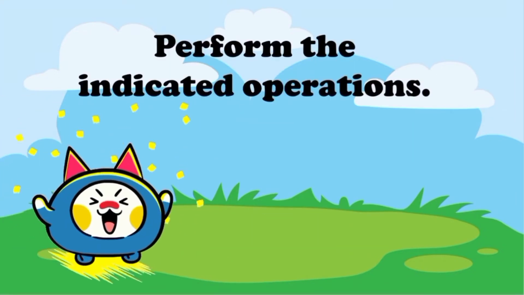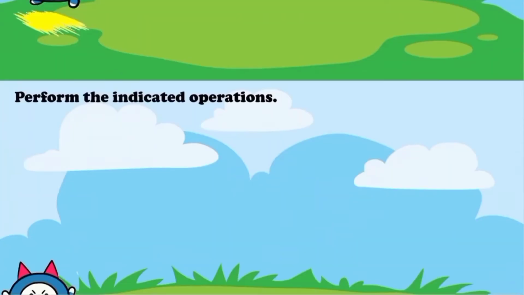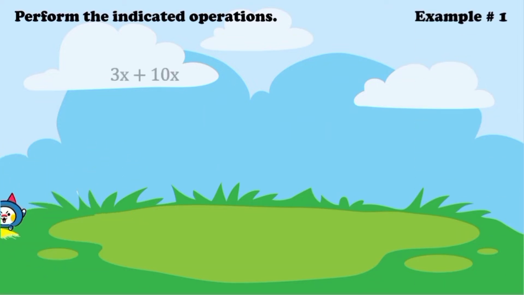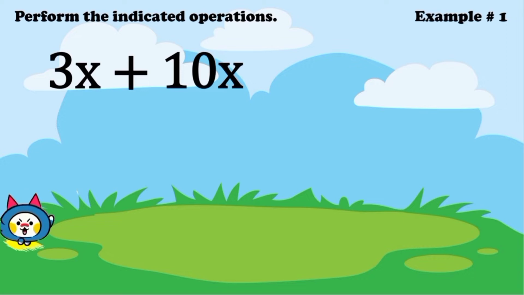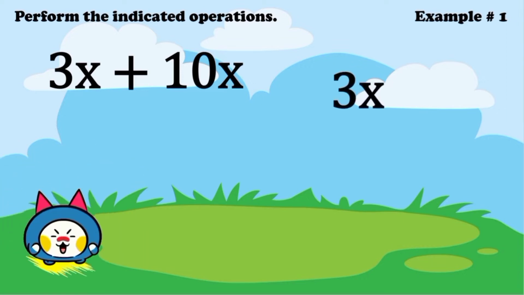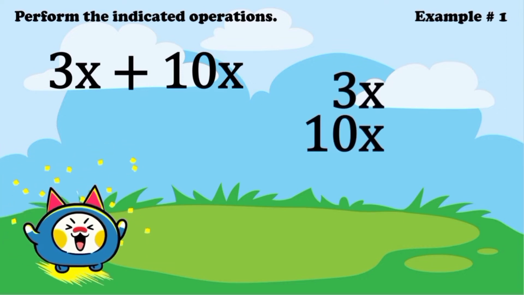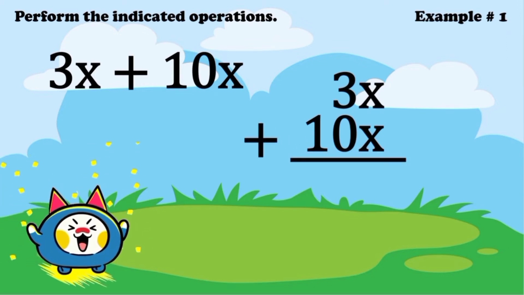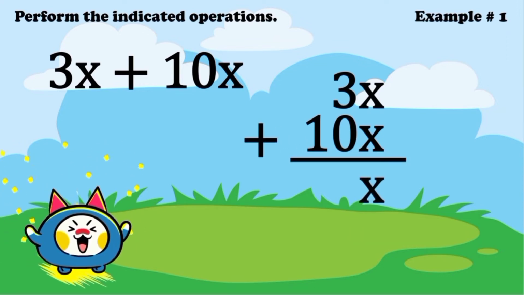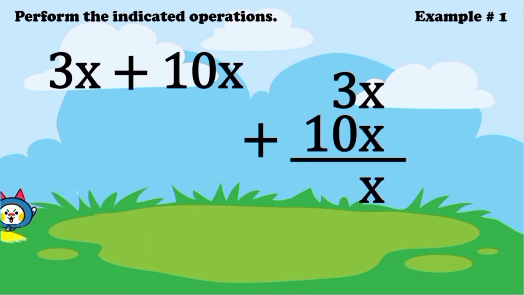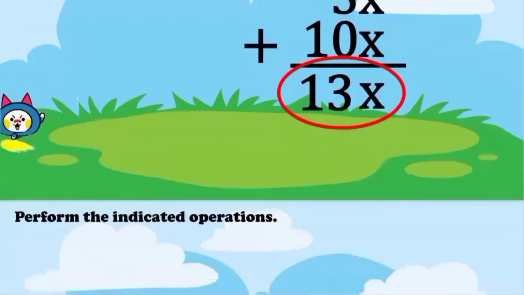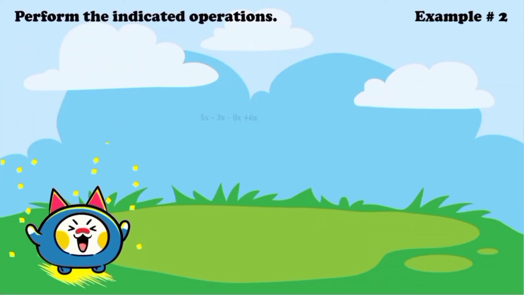Perform the indicated operations. Let's have example number 1. We have 3x plus 10x. Because they are similar terms, we can arrange it in vertical format. Now we can add the terms. Make sure to only add similar terms. First, bring down x. 3 plus 10 is 13. 13x is our answer.